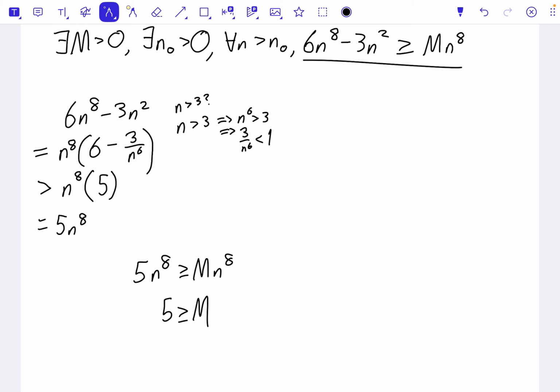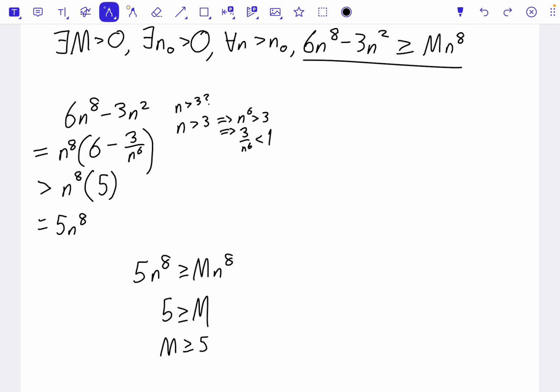I kept forgetting to put the or equal to part there. We end up with an inequality saying that m has to be greater than or equal to 5, and one that says that n has to be greater than 3. So because of that, we choose m equal to 5. Anything greater than or equal to 5 would work. And n naught exactly 3 to ensure that using the quantifier n greater than n naught, we end up with something greater than 3.